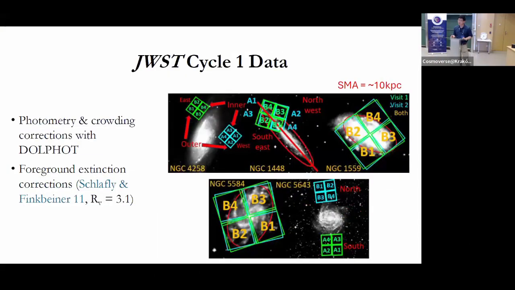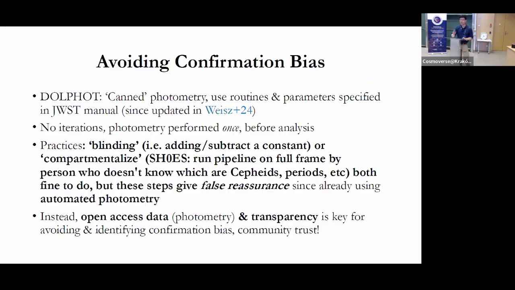So here I'm showing the footprints for our observations. Again, on the right here, we have 5 different galaxies, including the major host NGC 4258. You might notice that we have 2 visits for each galaxy, and that's because these observations were also designed to measure Cepheid variables. We perform photometry and crowding corrections using the JWST software and apply foreground extinction corrections following the Schlafly and Finkbeiner dust maps.